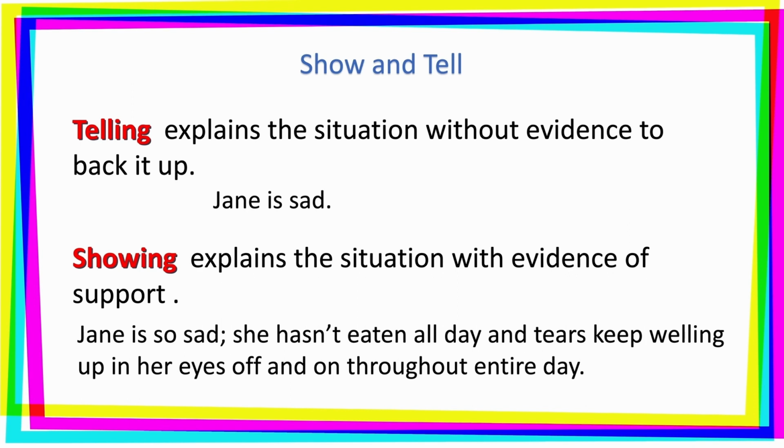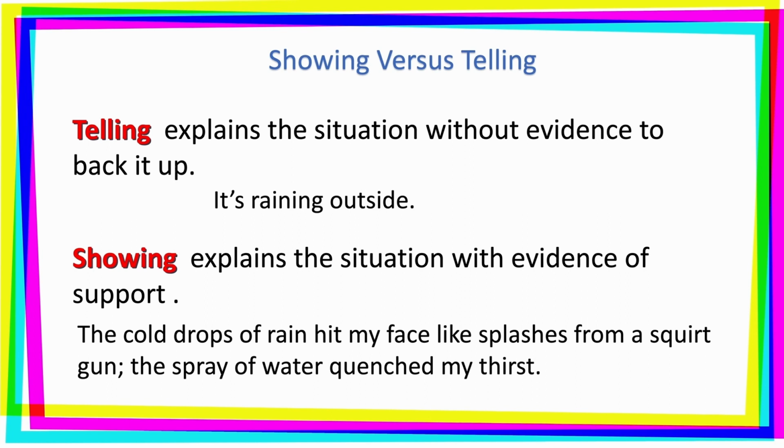Show and tell. Telling explains the situation without evidence to back it up. Jane is sad. Showing explains the situation with evidence of support. Jane is so sad she hasn't eaten all day, and tears keep welling up in her eyes off and on throughout the entire day. Showing versus telling. Telling explains the situation without evidence to back it up. It's raining outside. It's important to show instead of just tell, because telling doesn't give the evidence, and showing explains the situation with evidence and support.